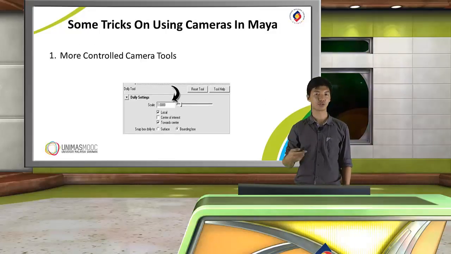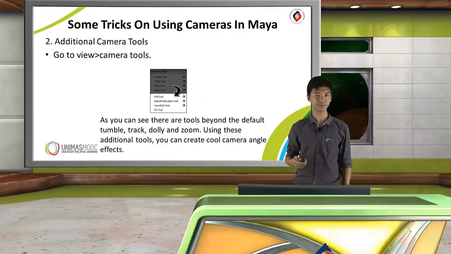Now I'm going to share with you some tricks on using cameras in Maya. The first one, more control over camera tools. First, you have to go to View, then Camera Tools. Select the tool you want to edit and go to Display, UI Elements and Tool Settings. By reducing the scale attributes, that tool's movement will be finer and more precise.